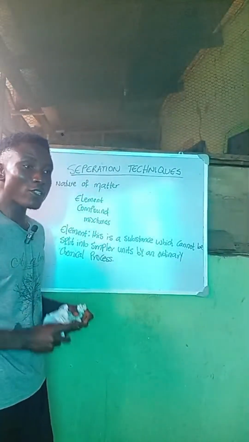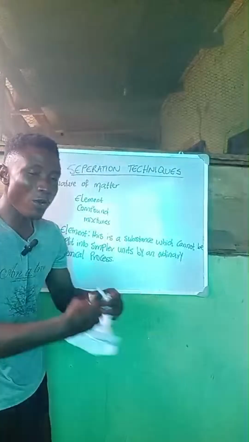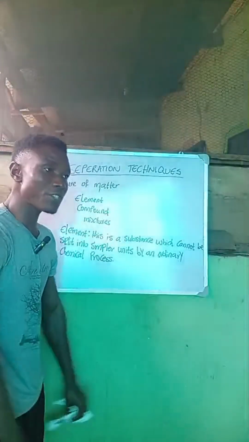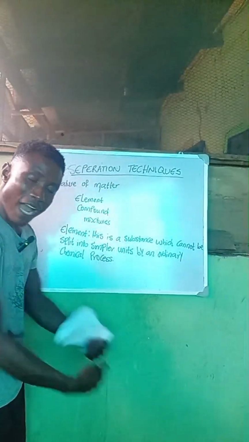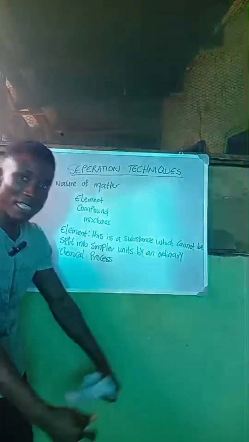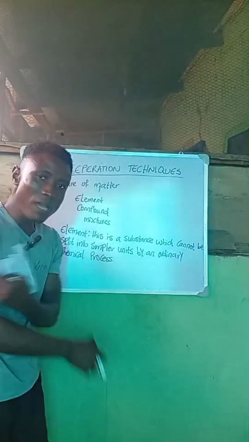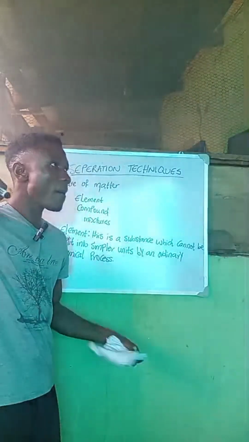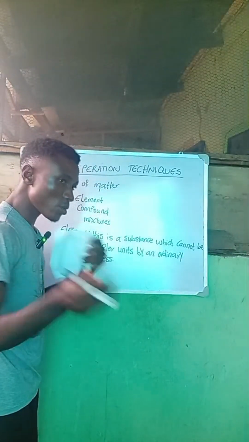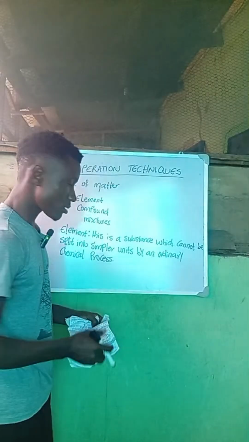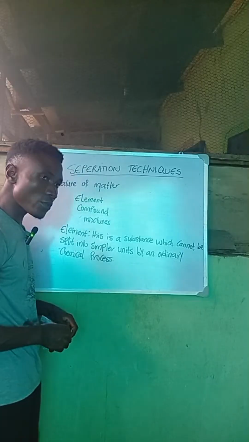Take it so that in case someone is asking you, you say, elements is a substance which cannot be divided into simpler units by an ordinary chemical process. Hydrogen is a substance, helium is a substance, lithium, beryllium, boron, carbon, oxygen, fluorine, neon, calcium, manganese, argon, gold. These are all elements, and they cannot be split into simpler units by an ordinary chemical process.